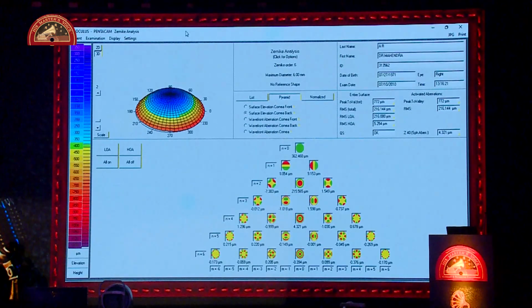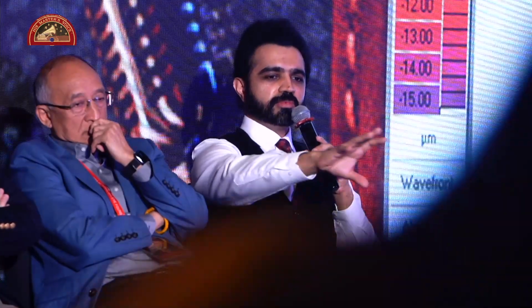The Zernike analysis will tell us the RMS. The whole point of this is, each one of us has different machines, right? And if you're planning for a premium IOL, let's say you have a Pentacam along with your biometry, what data do we have to look at before we actually implant the trifocal IOL or a diffractive IOL? So that is what she's discussing.